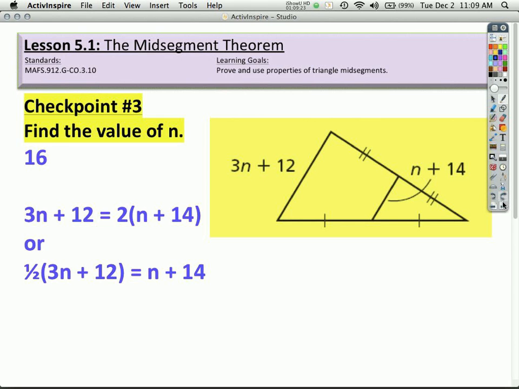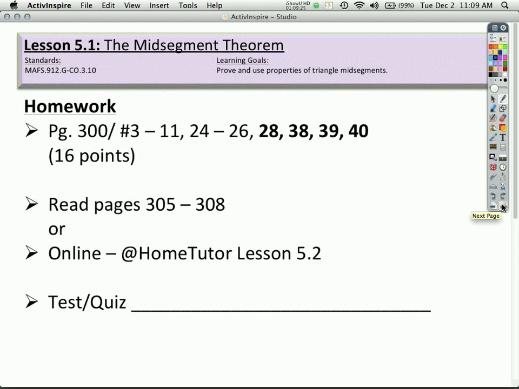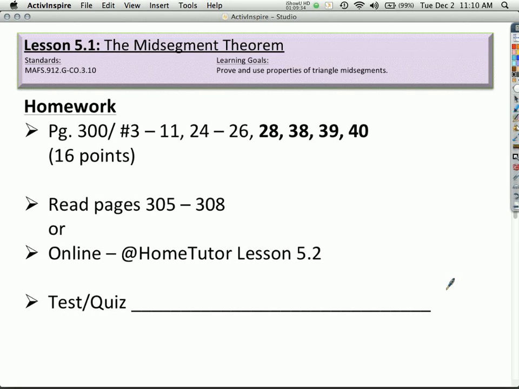Okay, we did very well with the concept today. Draw a line across your paper. Your homework is on page 300. You are doing numbers 3 through 11, 24 to 26. And then you see these 4 questions in bold. That's where the bulk of your time will be spent. They are not proofs, but they are more complex questions. 28, 38, 39, and 40. It works out to a total of 16 questions or 16 points.